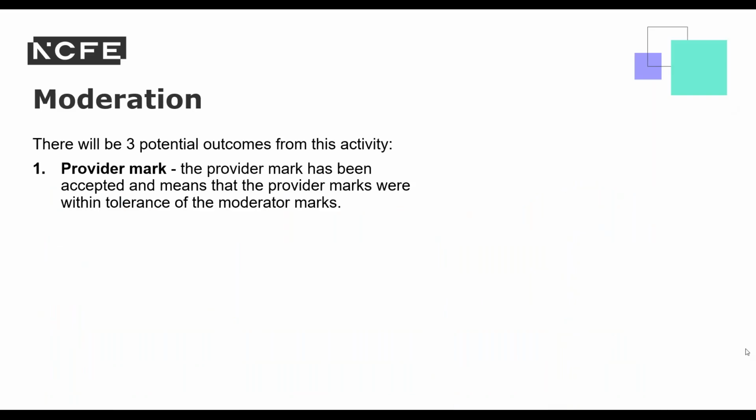So during moderation, the moderator will assess the sample. Following the moderation process and the outcome of our quality checks, one of the following 3 marks will be applied to your cohort. So provider mark 1 confirms that the provider mark has been accepted. This means that the provider marks were within tolerance of the moderator marks. The provider mark has been accepted for all students within the cohort.